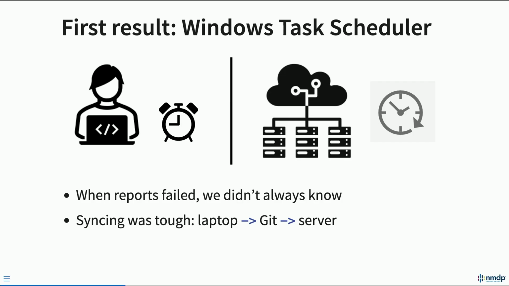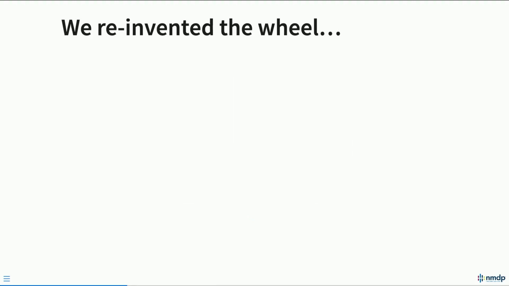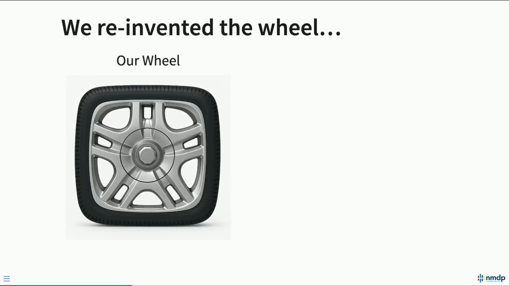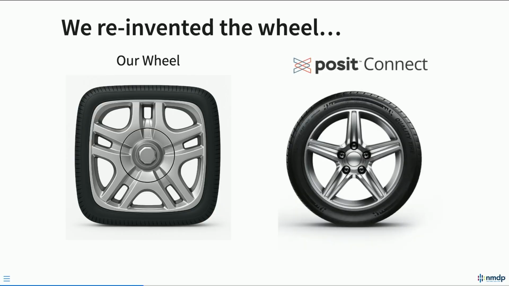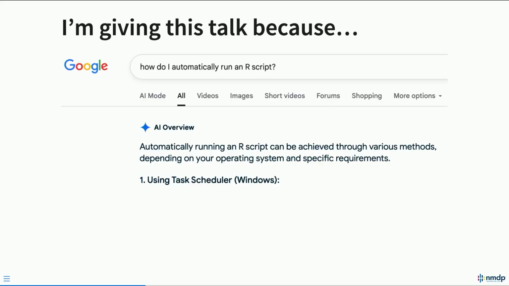We were wondering if there's got to be a better way to do this, right? That's when we realized we had reinvented the wheel, only our wheel was a little bit more squarish than we would have liked, whereas software like Posit Connect just works, plug and play, and you get high-quality, enterprise-grade software. Part of the reason I'm giving this talk is that even in 2025, with AI, the very first result for automation is still Windows Task Scheduler. So this is my contribution to fight back against their monopoly on our automation.